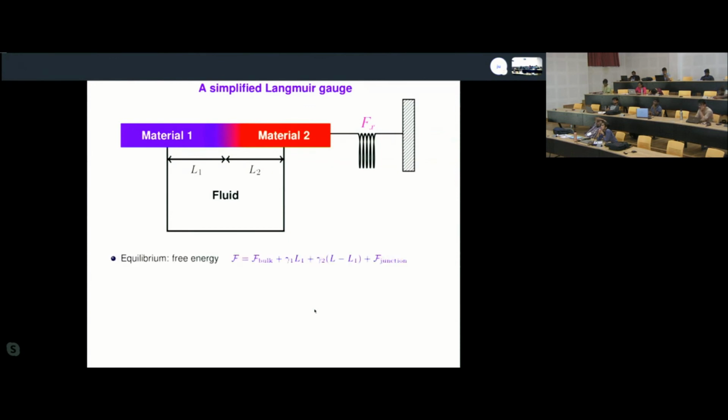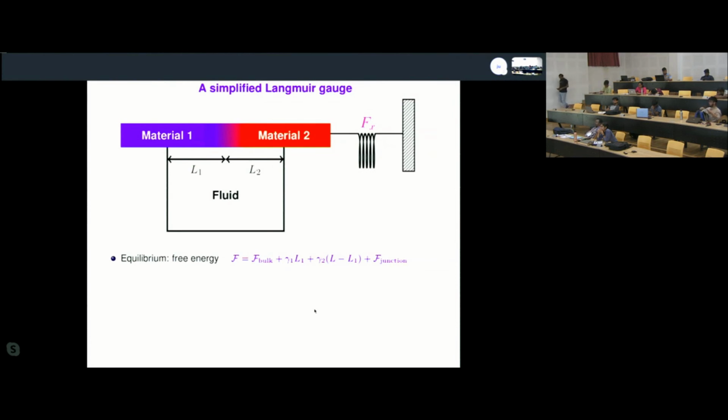You can compute this force by saying that the free energy of the fluid is basically a bulk free energy proportional to the volume, plus gamma 1 L1, where gamma 1 is the surface tension between the fluid and material 1, plus gamma 2 L2, which is gamma 2 (L minus L1), plus a contribution of the free energy which is due to the junction.